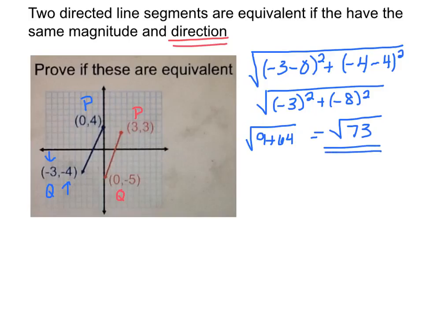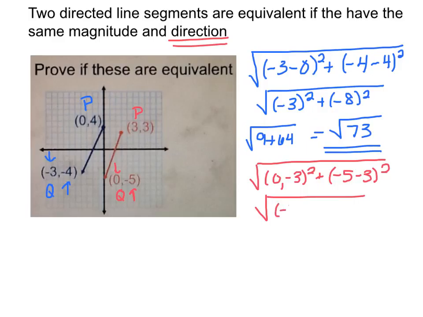The second line, the red line, I'm going to do the same thing. The square root of the terminal x, which is 0, minus the initial, squared, plus the terminal y minus the initial y, squared. When I do this, I get -3 squared plus -8 squared, which is the square root of 9 plus 64, which equals the square root of 73.